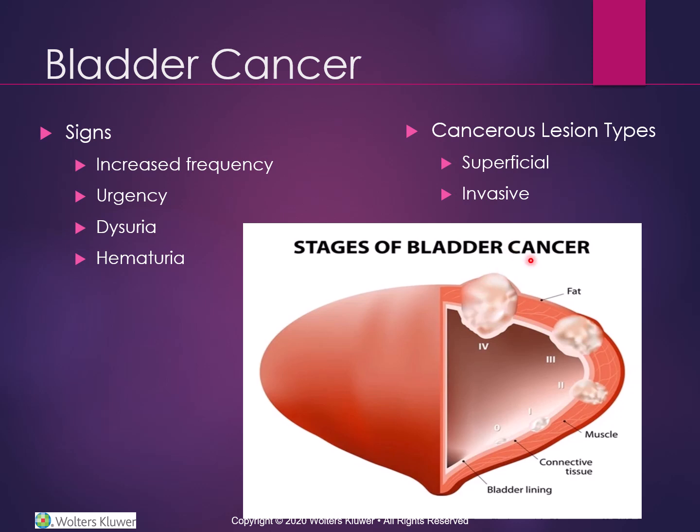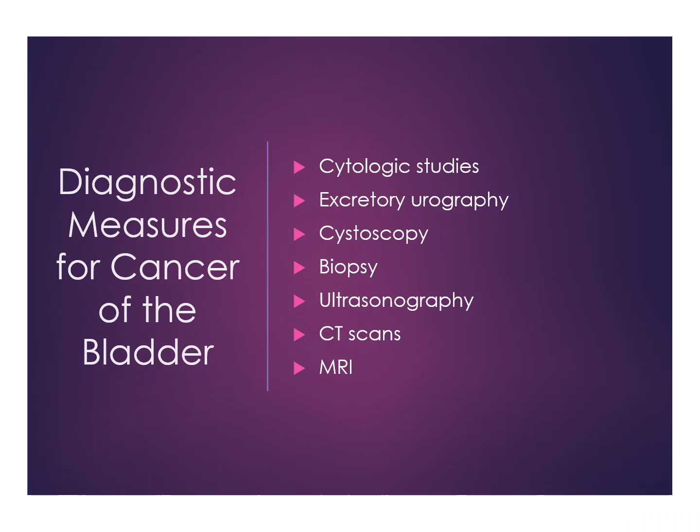So diagnostic measures for cancer of the bladder, different cytological studies that we discussed earlier, different urometry studies, cystoscopy is helpful. If we find lesions, biopsying to determine the type of lesion, CT scans and MRIs to determine staging of these lesions to see if we have any spread beyond the bladder itself.